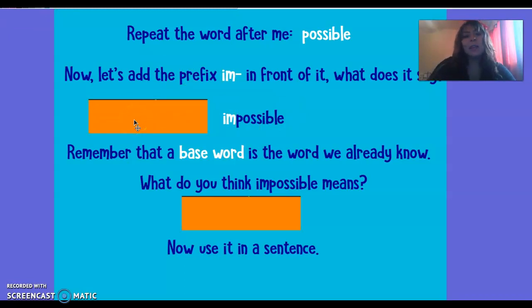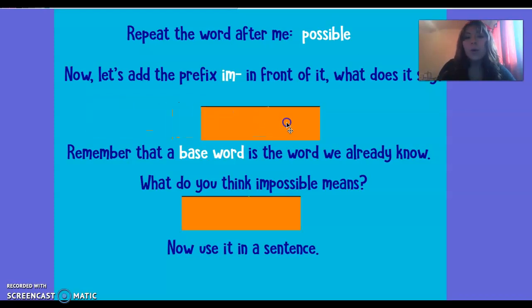Now, think about what is the base word in the word impossible. A base word is a word we already know, the word we can identify as soon as we see it. Take about 4 seconds to identify the base word in the word impossible. Awesome. If you said possible, go ahead and kiss your brain. Great job. Possible is a word I already know. It means it can happen.